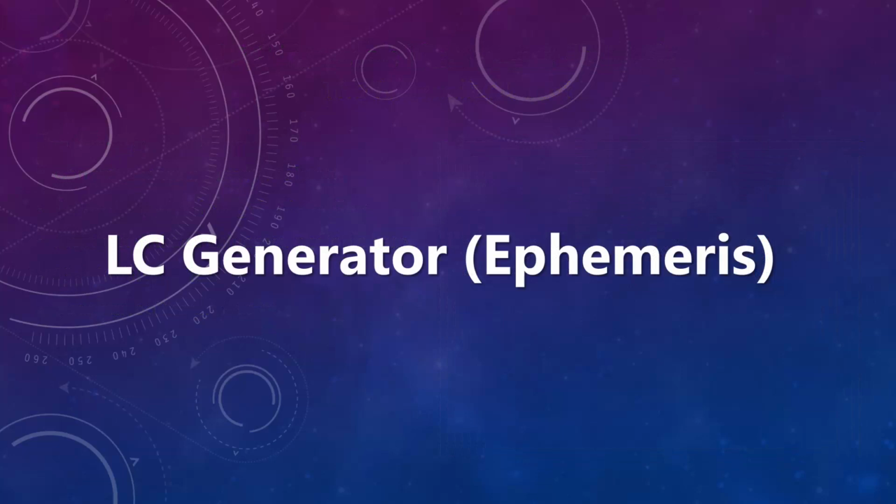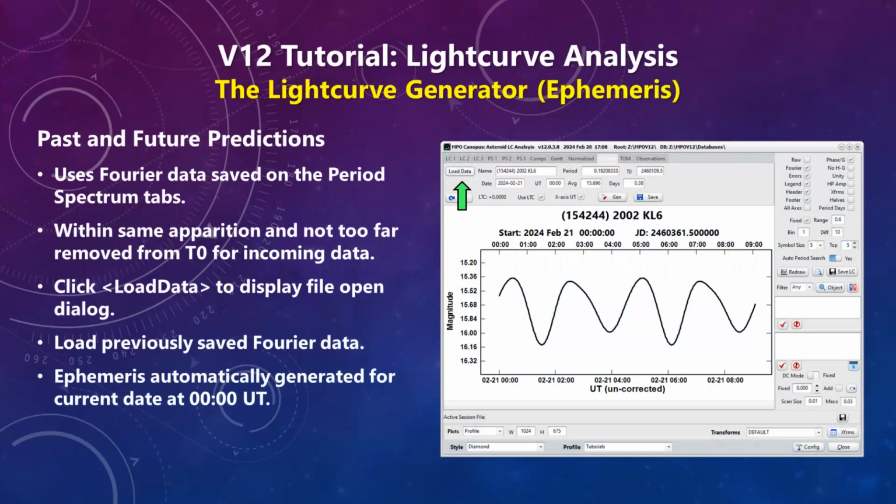The LC generator is a great planning tool. Say you want to see when one of the events of a binary asteroid, or the next maximum of a variable star, occurs when it's dark at your location. This tool does the job. The first step is to load the Fourier data saved after finding the rotation period of an asteroid, the orbital period of a satellite, or the period of a variable star.